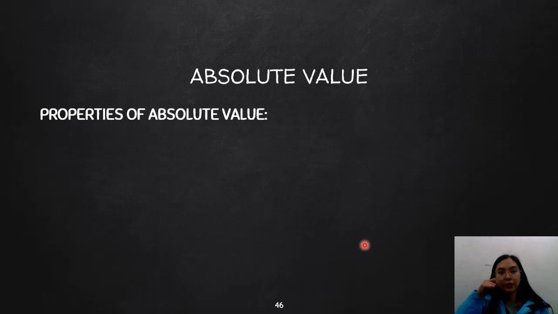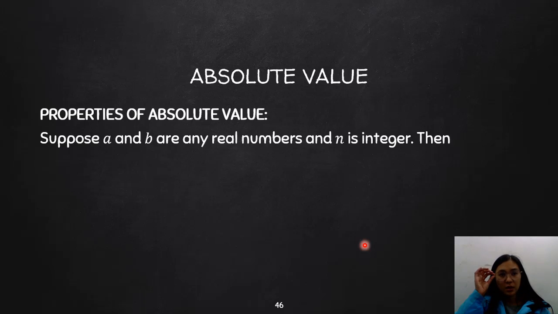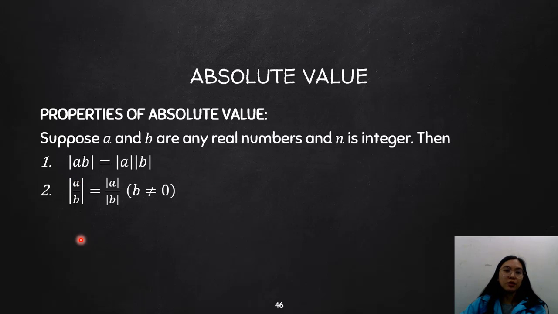So we go to the properties of absolute value. Suppose A and B are any real numbers and N is an integer, then ito lang naman yung mga rules. So the absolute value of AB is equal to the absolute value of A multiplied by the absolute value of B. And the absolute value of A over B is equal to the absolute value of A over the absolute value of B, given that B is not equal to 0. The third is the absolute value of A raised to N is simply equal to the absolute value of A raised to N.